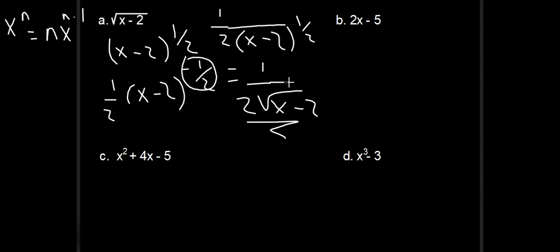So you gotta bring it down. If it's a negative exponent, when you bring it down, it becomes positive. And 1 over 2 is actually the same as square root, so I change it to square root and it becomes 1 over 2 times the square root of x minus 2. So this is all you have to do.